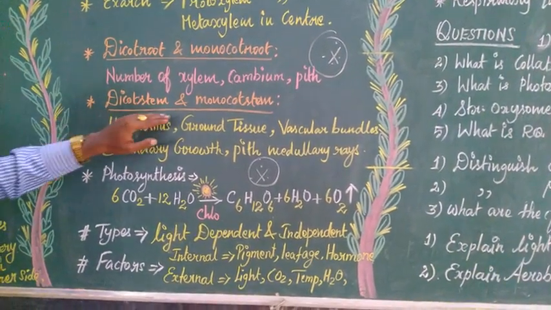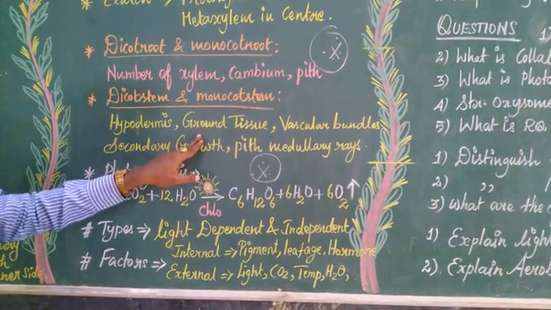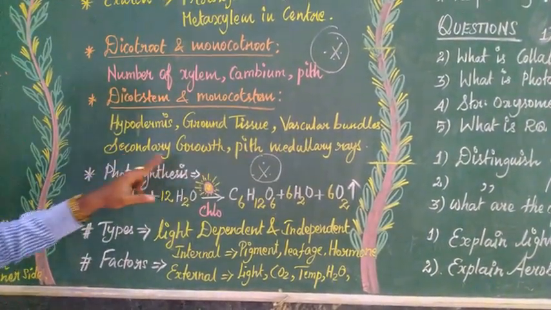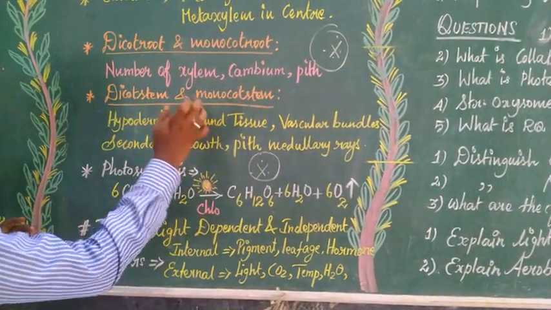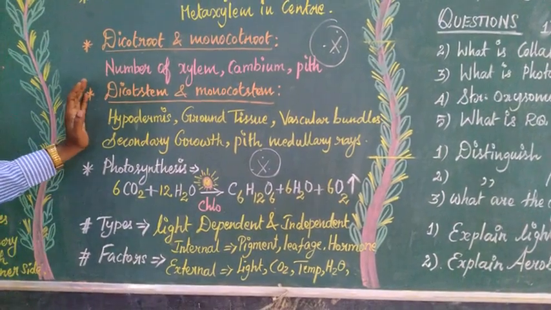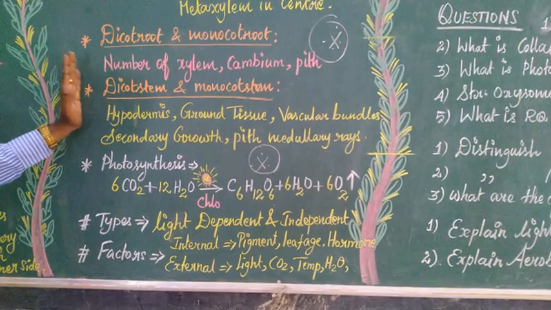Next, dicot stem and monocot stem. What are the contents we have to study? Hypodermis, ground tissue, vascular bundle, secondary growth, pith and medullary rays. This is the content of the dicot stem and monocot stem. In a 7 mark question they asked the difference between the dicot stem and monocot stem. You have to study this one.